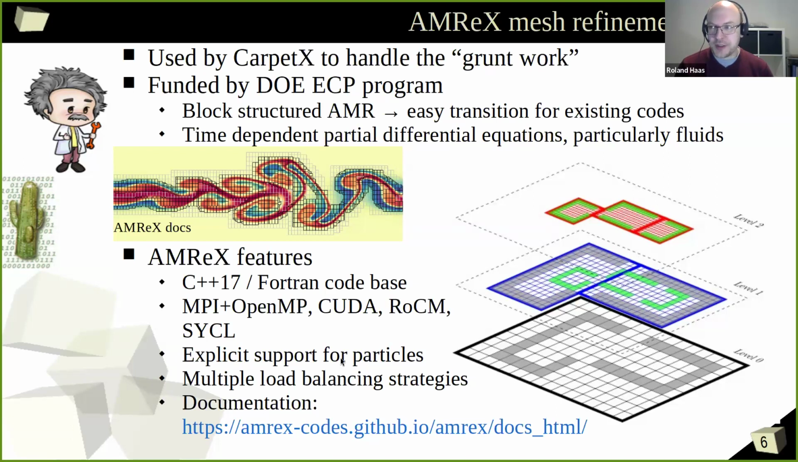There's explicit support for particles in there. It's no longer hacked in the way that we had it to some degree in Carpet, which is nice if you ever think about doing neutrino transport with a Monte Carlo scheme and lots of particles, or you want to do particle tracers, or whatever you want to do. So we can have millions of particles, hopefully very easily.